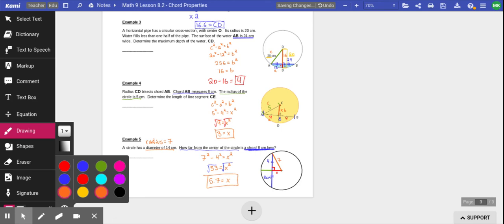Wonderful. I hope you enjoyed some chord properties, circle geometry, lots of Pythagorean theorem, lots of just being able to kind of create your own situations that work for the question. It will take practice. It will be hard. It will be frustrating, but you can get it if you just keep on practicing.